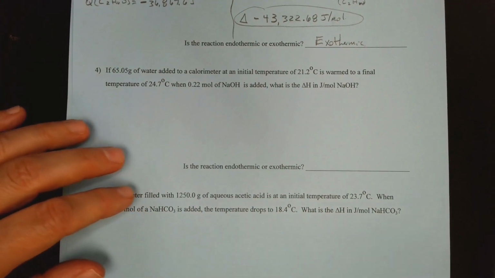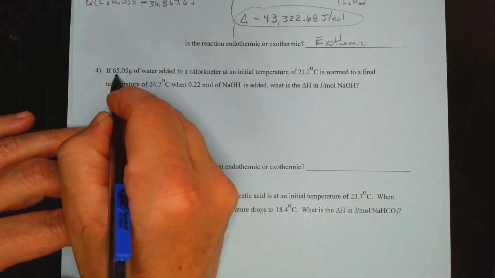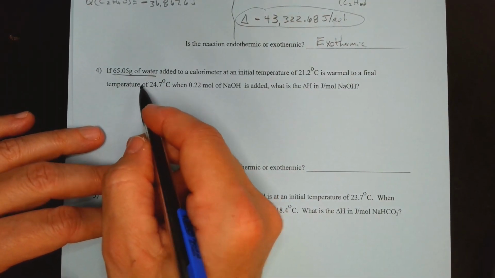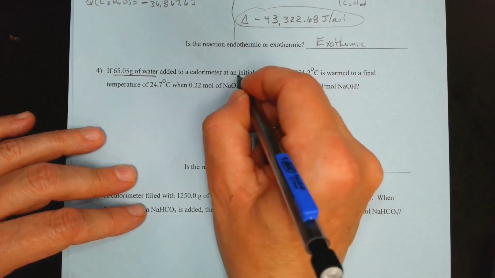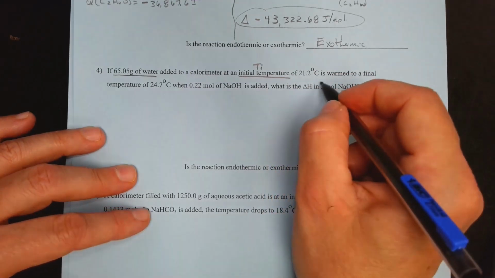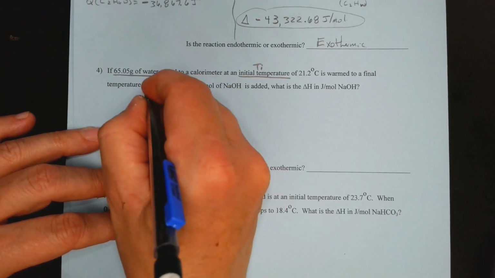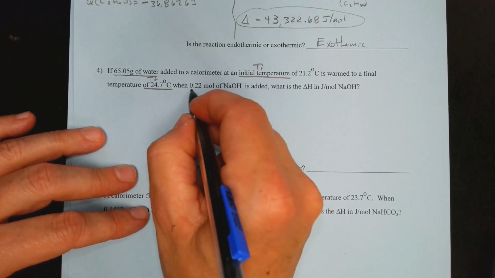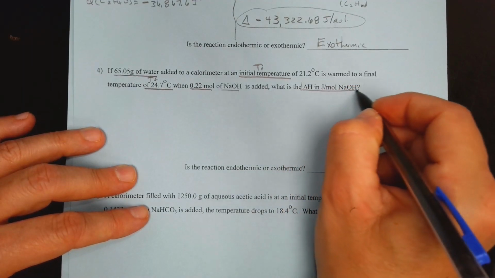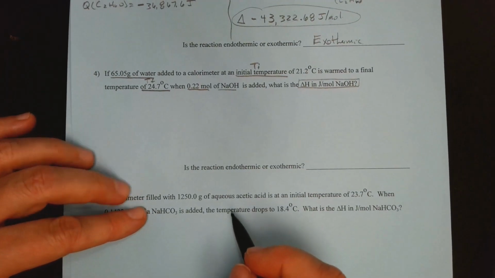All right, let's go ahead and do number 4. So number 4, you start out with if 65.05 grams of water, that's going to be important, that's your mass of your water, is added to a calorimeter at an initial temperature, look, initial temperature, so I can just put TI right there, of 21.2 degrees Celsius, and it's warmed to a final temperature of 24.7 degrees Celsius, so that's going to be my TF right there. When 0.22 moles of NaOH is added, what is the delta H, or the enthalpy in joules per mole of the, and that's sodium hydroxide specifically, okay?